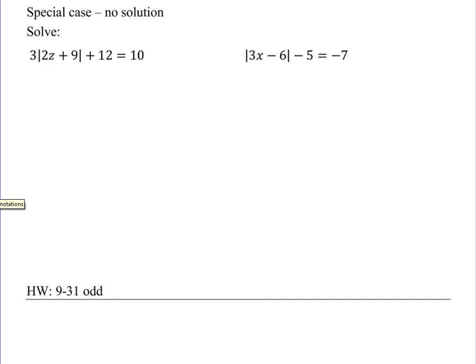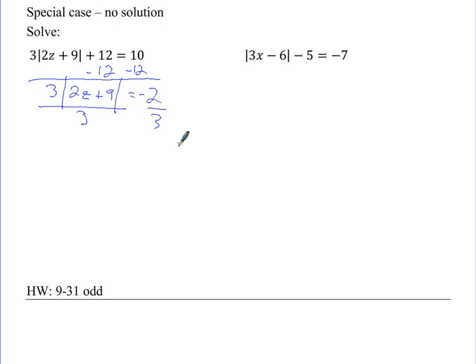So let me get all that junk out of the way. And what am I going to do first here? Subtract 12 from both sides. Once I do that, I get 3 absolute value 2z plus 9 equals negative 2. Now what do I got to do to get the absolute value by itself? Divide everything by 3. So I divide the left side by 3, I divide the right side by 3. This is a fancy one right here, so that disappears, and I'm just left with absolute value 2z plus 9 equals negative 2/3.